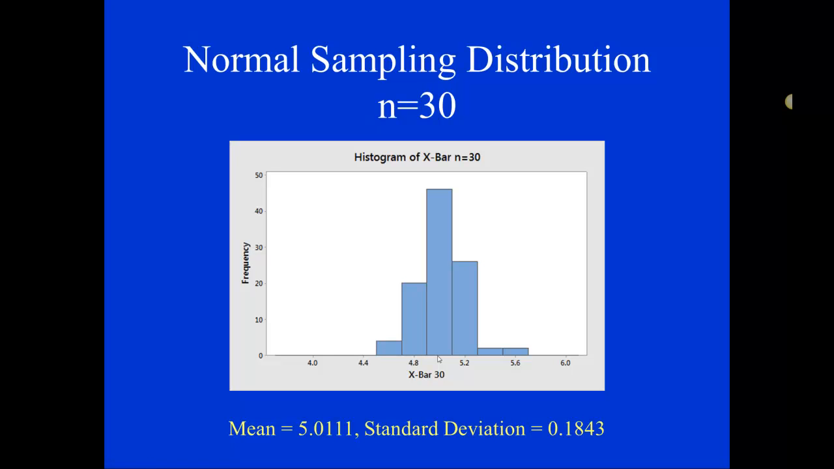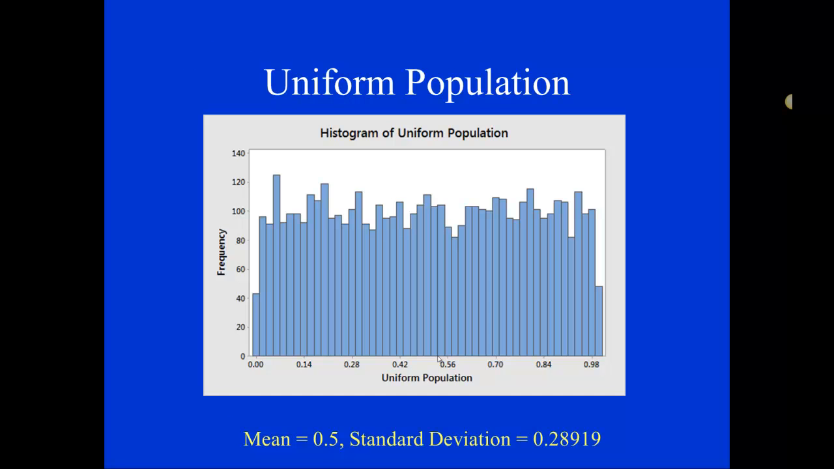We started with our population, but normal distributions, they're beautiful, they're symmetric, they're bell-shaped. We love normal distributions. What happens if we start with something that's not a normal distribution? So I went ahead and created a population based on a uniform population. So here, this population has a mean of 0.5 and a standard deviation of 0.28919. And I went through the same process. I looked at taking samples of size 5, samples of size 10, and samples of size 30.